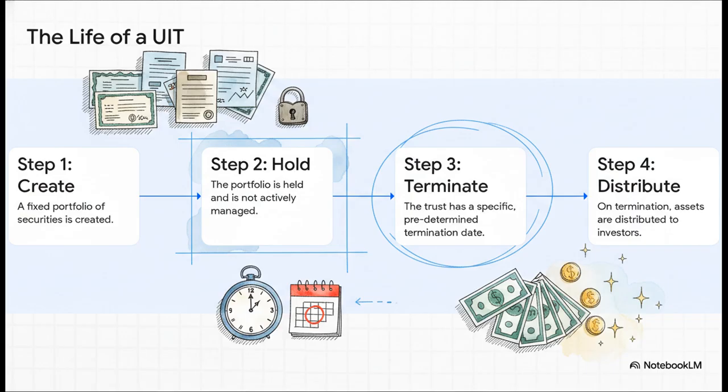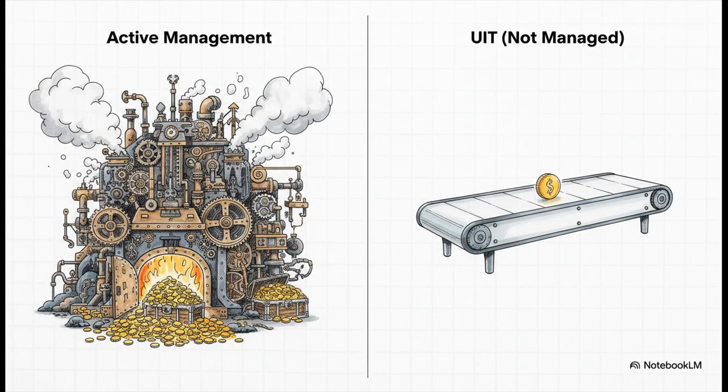The trust just runs for a preset amount of time, and when it hits that termination date, the portfolio is sold off and the money gets paid out to the investors. End of story. So what's the big benefit of this structure? Well, since there's no active manager making trades all the time, the ongoing expenses for a UIT are typically much, much lower than for an actively managed mutual fund. That's a huge selling point.